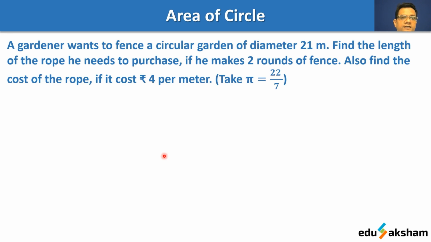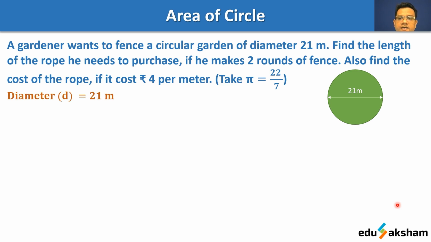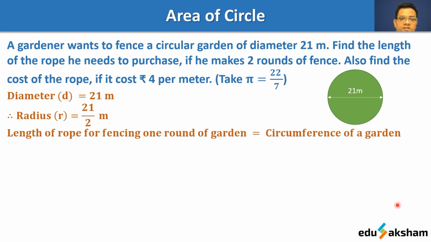Now let us take one more question. A gardener wants to fence a circular garden of diameter 21 meter. Find the length of the rope he needs to purchase if he makes 2 rounds of the fence. Also, we have to find the cost of the rope if it costs rupees 4 per meter. Here we have to take the value of pi as 22 by 7. So one thing is clear, the diameter is given as 21 meter, and the radius comes out to be 21 by 2 meter. The length of the rope for fencing one round of the garden is equal to the circumference of the garden. So we have to find the circumference.